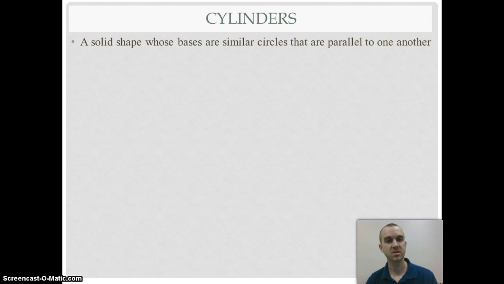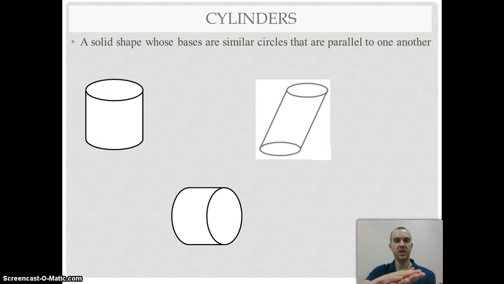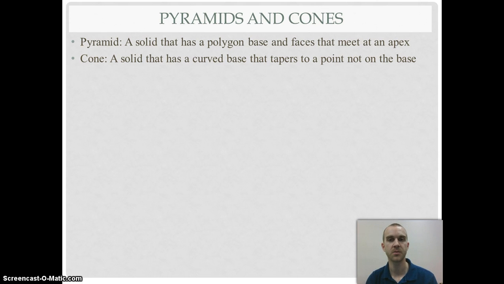Now, cylinders are similar, but they are solid shapes who have circles as those bases. So when I look, it's like I've taken my circle and I've extended it up and given it some height. And I can have them turned left, right, they can be skewed, they don't have to be directly above one another as long as the two bases are parallel to one another. Now, pyramids are a solid that has a polygon base, and then faces that meet up at an apex.